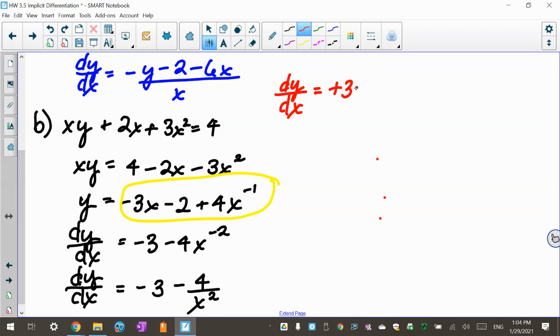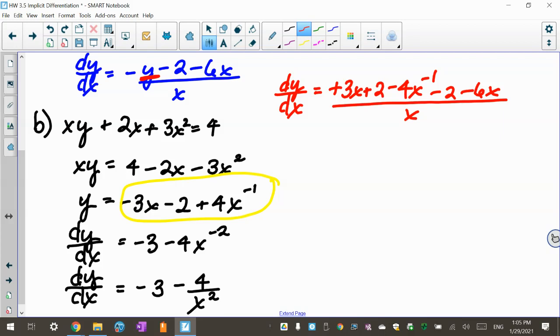So it's a positive 3x because it's negative y. So I'm going to change all the signs, plus 2, minus 4x to the negative 1. Okay, so I did that part. Then it says here to subtract 2 minus 6x all over x. So all I did was in this y spot plug that in, and it just said to negate the y, so I changed all the signs, and then I put in the negative 2 minus 6x.